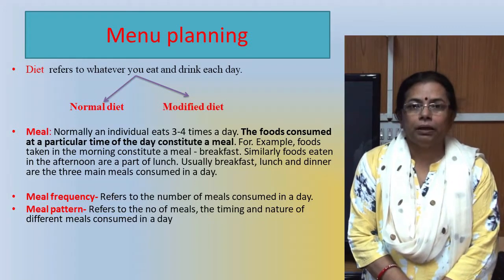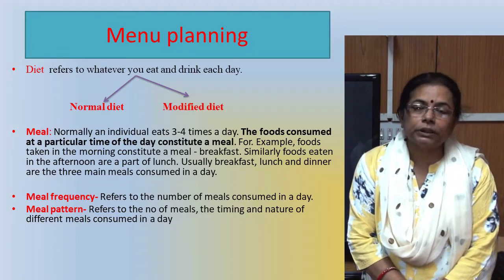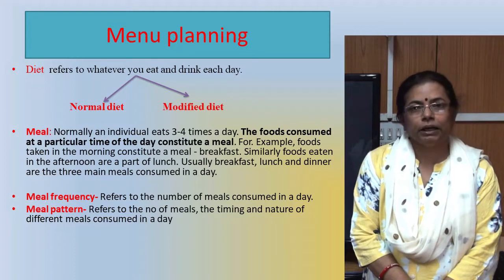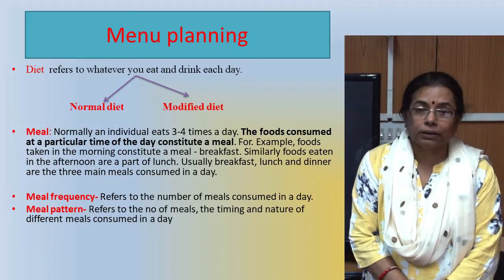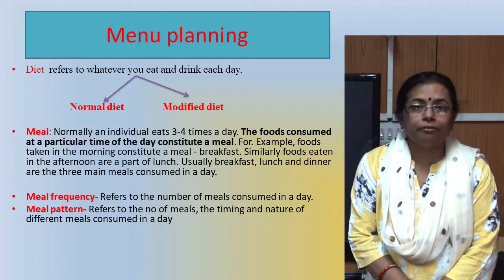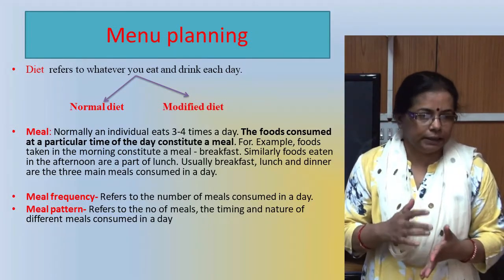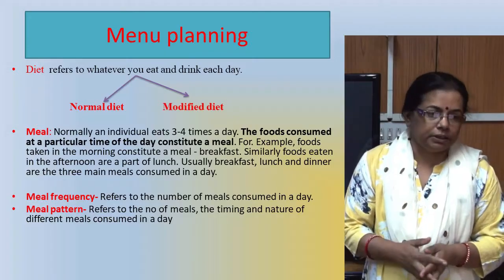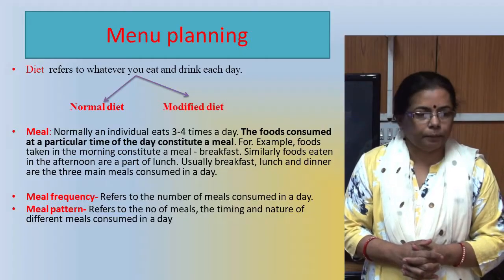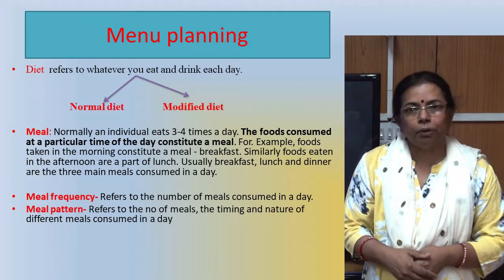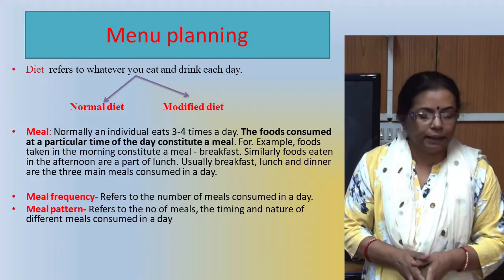The second term is meal. Normally we eat 3 to 4 times a day. The foods consumed at a particular time of the day constitute a meal. For example, the diet eaten in the morning constitutes a meal, that is breakfast. And generally we eat 3 main meals: breakfast, lunch and dinner. What is meal frequency? Meal frequency refers to the number of meals consumed in a day. Meal pattern refers to the number of meals, the timing and nature of different meals consumed in a day.